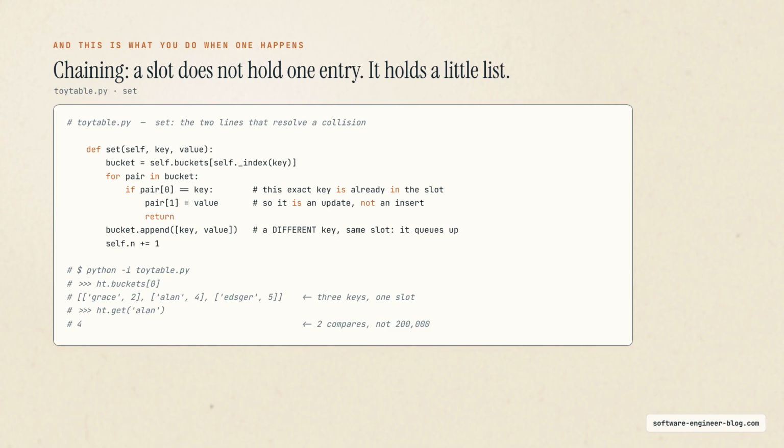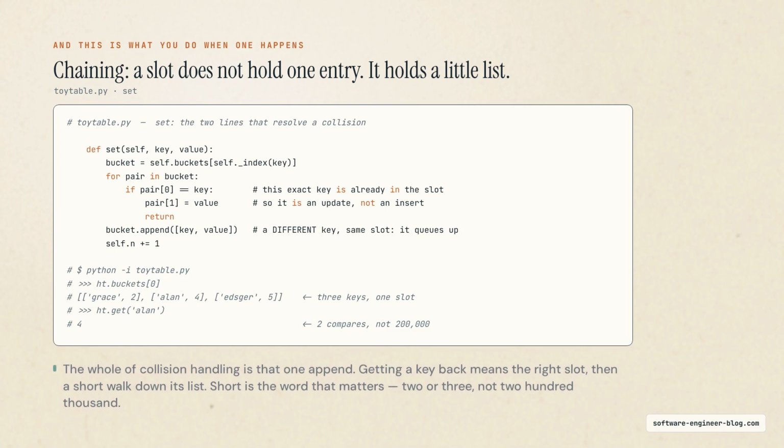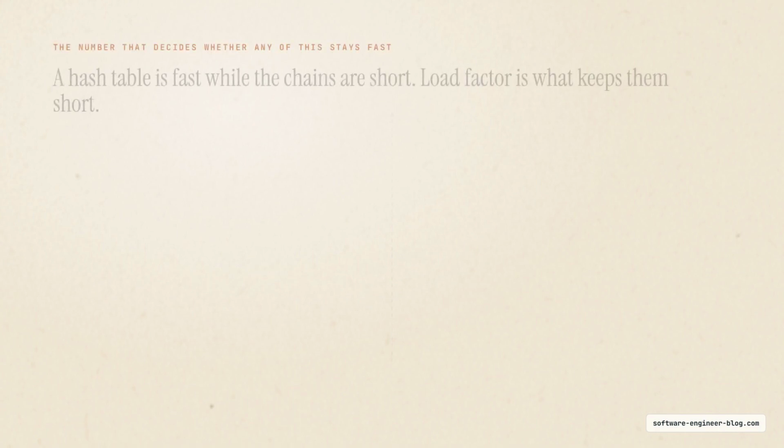Here is a real run. Slot 0 holds 3 pairs, Grace, Alan, and Edgar, sitting together. And asking for Alan still comes straight back, because it went to slot 0 and compared 2 keys. 2 comparisons, instead of 200,000. That only works while the chains stay short, and there is a number that controls it.